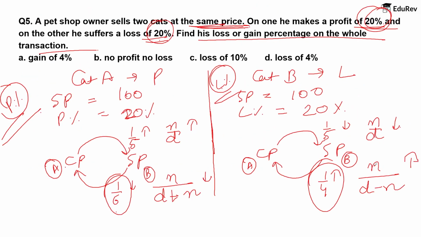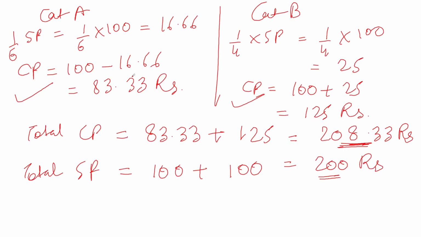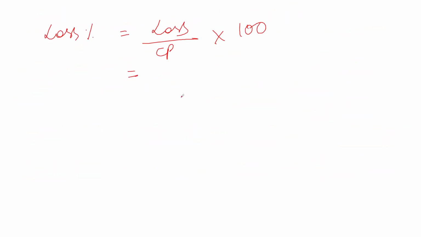So ideally it is a loss. You can see CP is greater than SP. So over here, your loss percentage will become loss upon CP into 100. So loss percentage, so loss is nothing but 208.